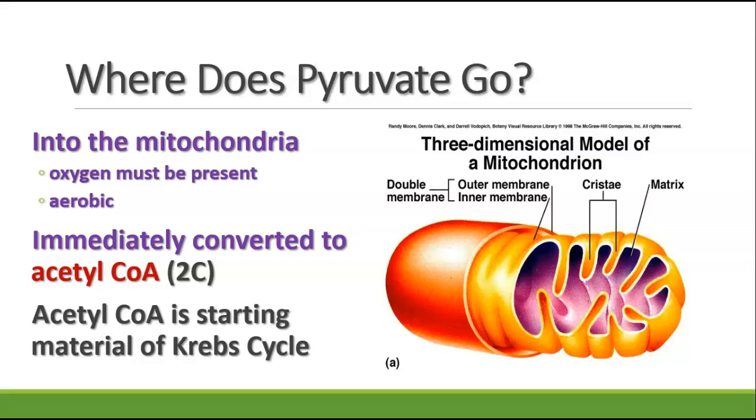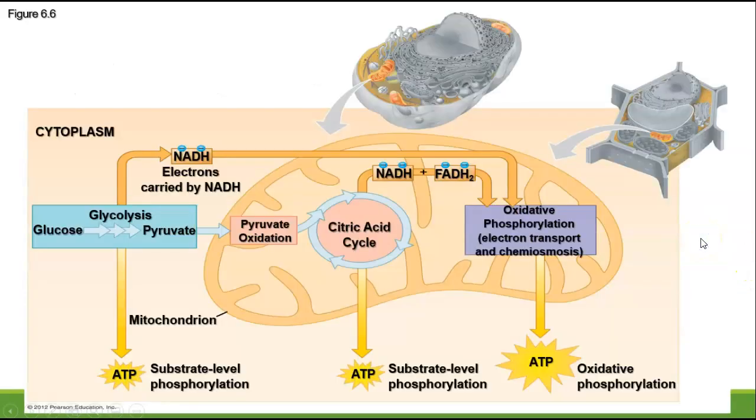Once the pyruvate enters the mitochondrion, it is immediately converted to acetyl coenzyme A, or acetyl-CoA, which is a 2-carbon compound. 1 carbon dioxide molecule is released from each pyruvate in this process, and then acetyl-CoA is the starting material of the Krebs cycle. The Krebs cycle occurs in the matrix of the mitochondrion, which is the cytoplasm part inside the mitochondrion.